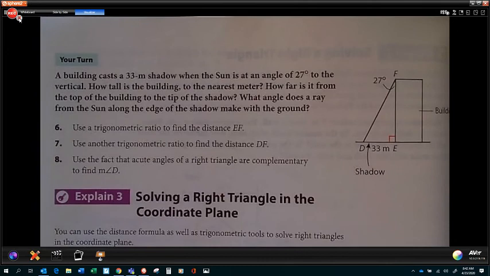So now it's your turn. Go ahead and pause the video and read this problem about the building casting a shadow, and then it gives us our steps here. Use a trigonometric ratio to find the distance. Use another trigonometric ratio to find the distance DF, and then use the fact that the acute angles of a right triangle are complementary and find the measure of angle D.